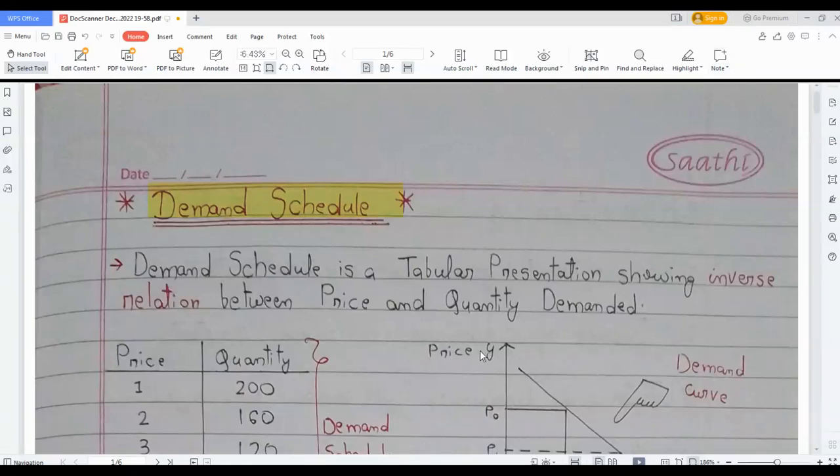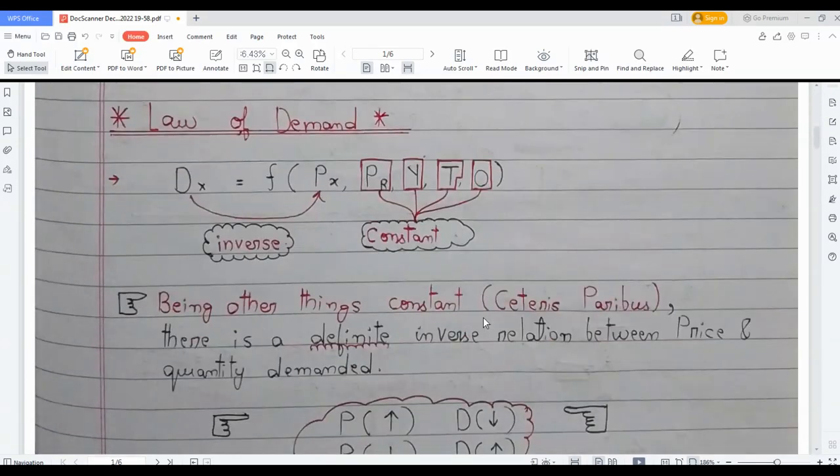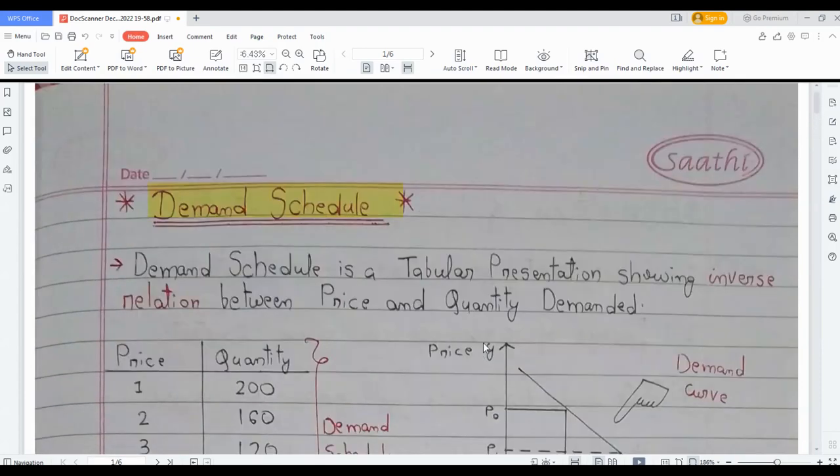Hello everyone. In this video I am going to start with a new topic that is demand schedule, and further I will discuss what is demand curve, what are the facts, what is law of demand, all these things we will discuss in this video. So let's start. Demand schedule is a tabular representation showing an inverse relationship between price and quantity demanded.